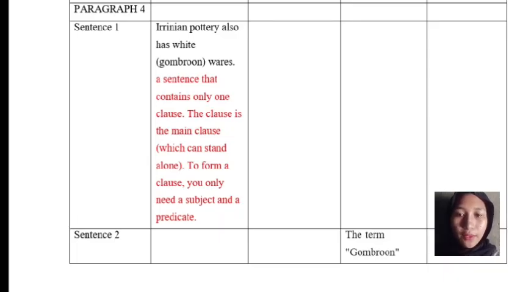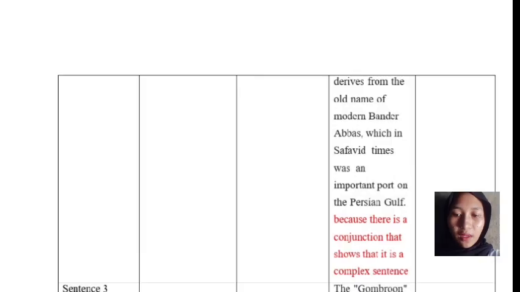Paragraph 4, sentence 1, simple sentence. Iranian pottery also has Gombron ware, a sentence that contains only one clause. The clause is the main clause, which can stand alone. To form a clause, you only need a subject and a predicate. Sentence 2, complex sentence. The term Gombron derives from the old name of modern Bandar Abbas, which in Safavid times was an important port on the Persian Gulf. Because there is a conjunction that shows that it is a complex sentence.